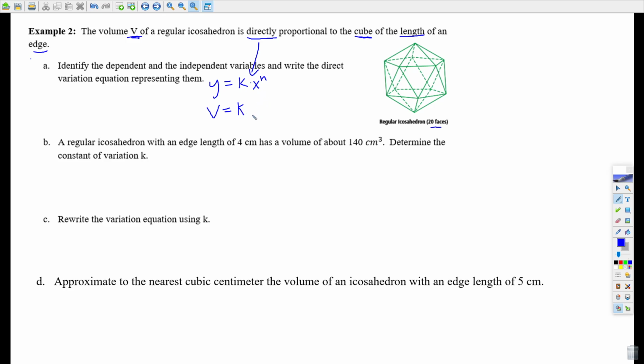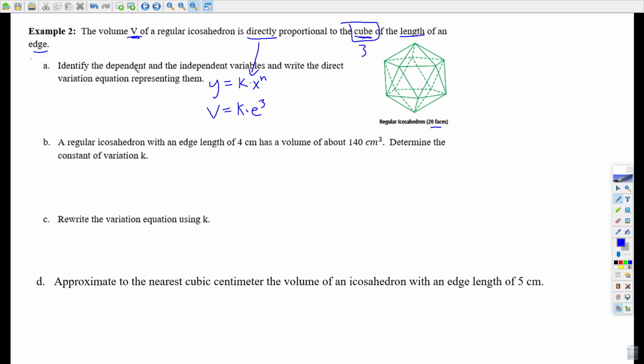And then we have x. We're going to change it: the cube of the length of an edge. So if we're talking about the length of an edge, maybe I'll just use the letter E. And the word cube is telling us our power. You have to know what cube means. That means the number 3. So this is to the 3rd power. So that would be the setup.